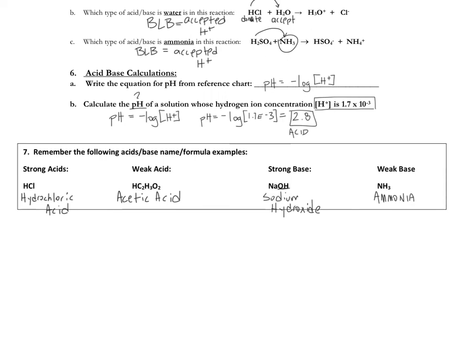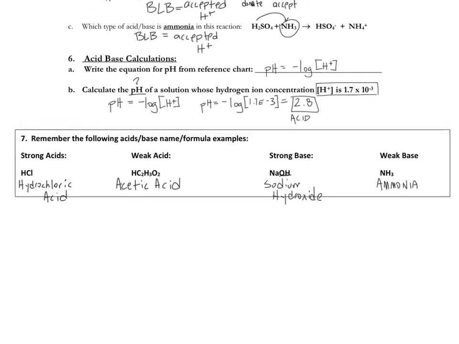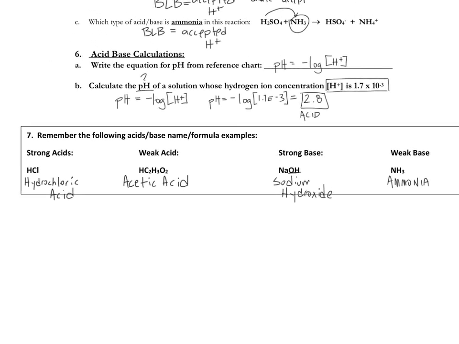Ammonia does not have an OH, yet it is still a base, but it is a weak base. So one last thing that I want to show you, let's write it down here at the bottom. One last thing I want to mention to you is a neutralization reaction. A neutralization reaction occurs when I combine a strong acid with a strong base.